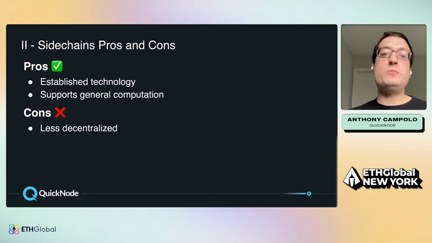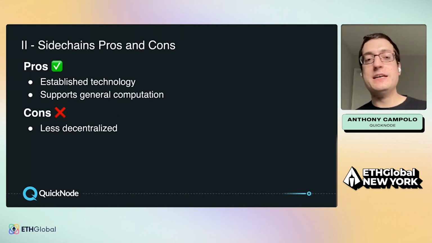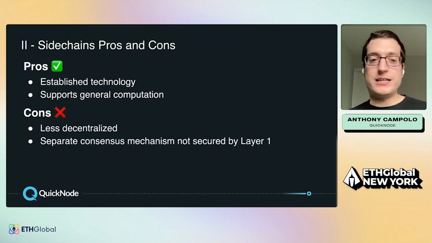So this will become, I think, less of an issue as time goes on and as we have layer 1s, layer 2s, I should say, that are very decentralized. I think that's an inevitable consequence that we're going to get to. But in general, when you spin up a sidechain or a layer 2, it tends to be less decentralized.